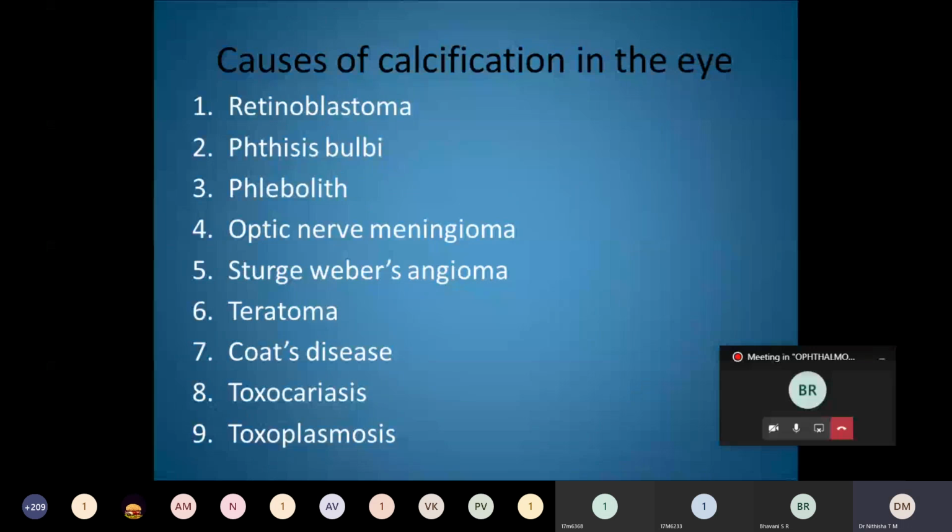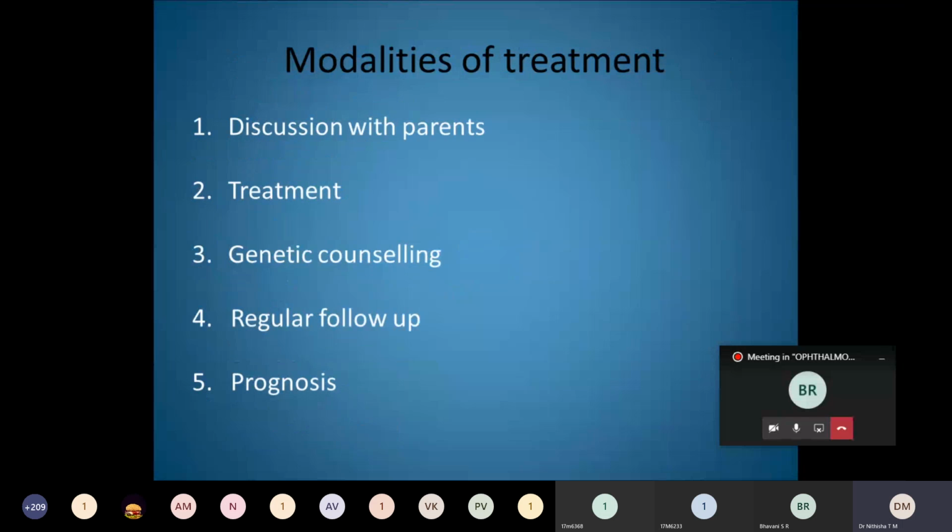So what are the calcifications you can see? One of the commonest calcifications, if you see it, I would say it's retinoblastoma. The differential diagnoses for calcification are phthisis bulbi, phlebolith, optic nerve hemangiomas, Sturge-Weber angioma. This can be a viva question on calcifications, and it can also be asked in your viva for PG entrance. Please remember this: teratoma, Coats disease, toxocariasis, toxoplasmosis.